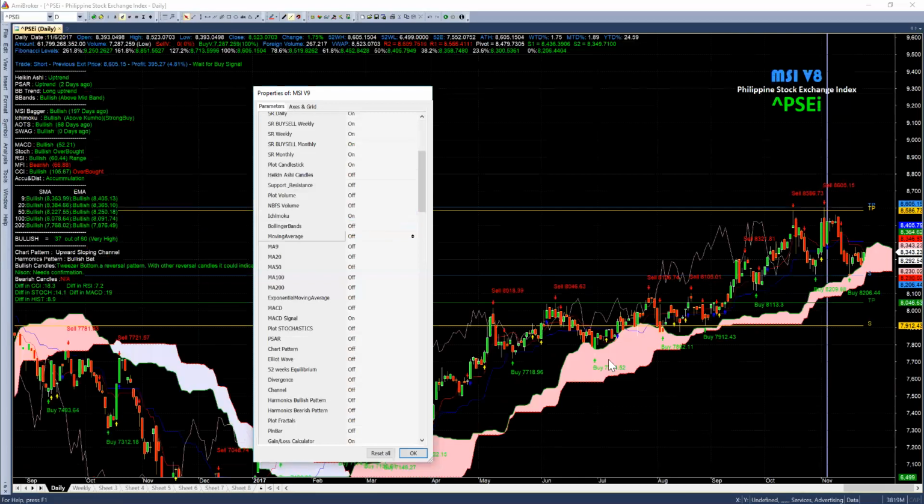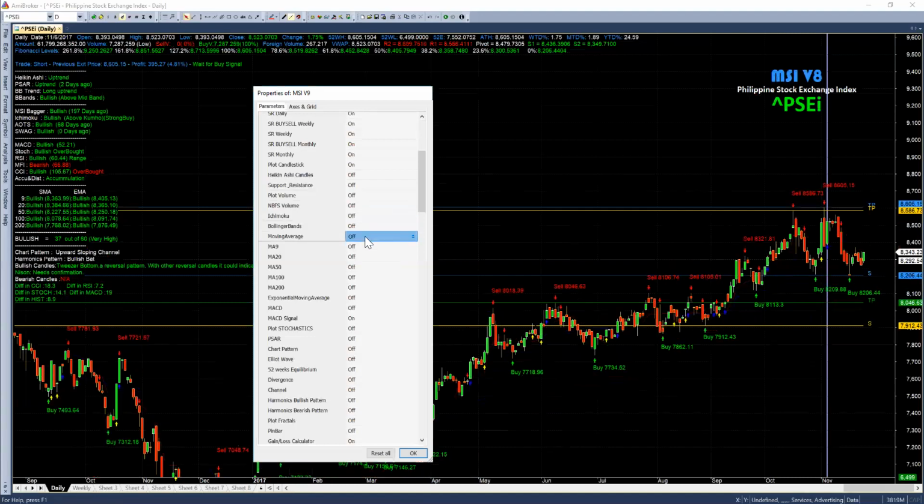Sa Ichimoku naman, sasabihin niya sa'yo kung bullish siya, and then is it above or below the Kumo, your cloud, which is this part here. And it would suggest also a strong buy depending on the TK cross, kung saan siya nag-cross, above or below the cloud.